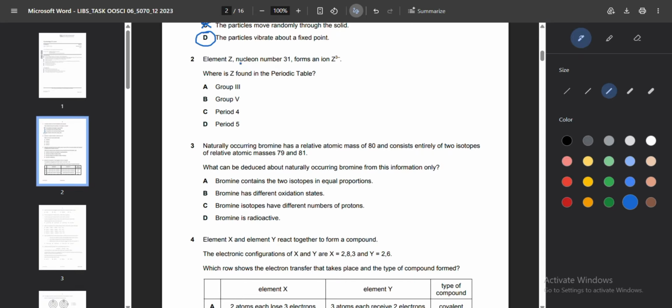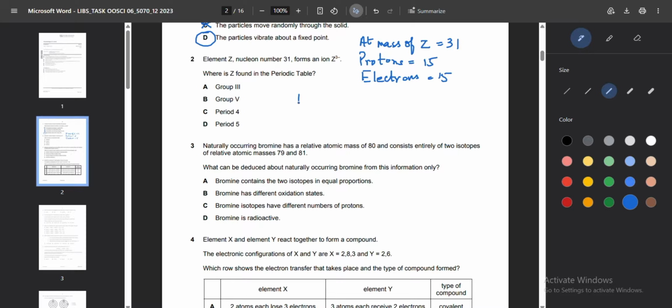B is that element Z, the nucleon number is 31, forms an ion Z negative 3. Where is Z found in the periodic table? The group numbers are given. Now let's see, the atomic mass of Z is 31. It means that it has 15 protons. The number of protons and number of electrons is always the same, so the number of electrons will also be 15.